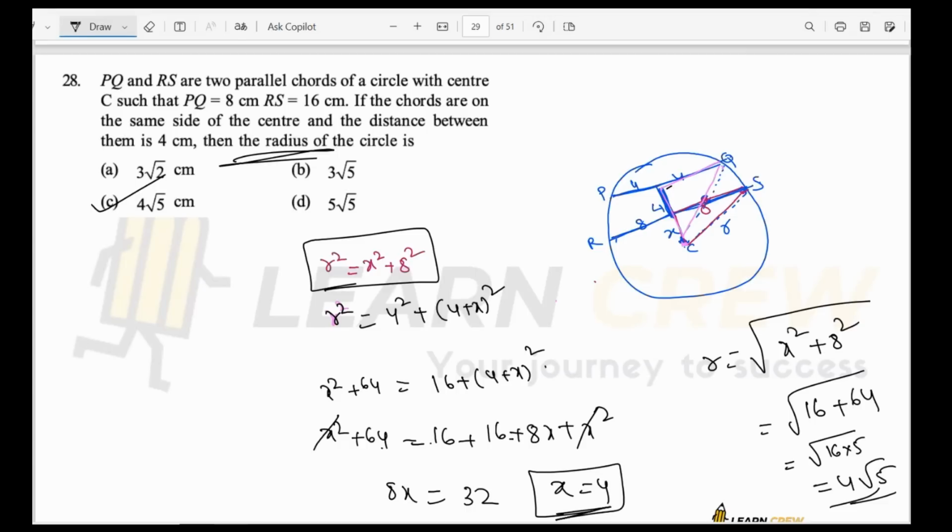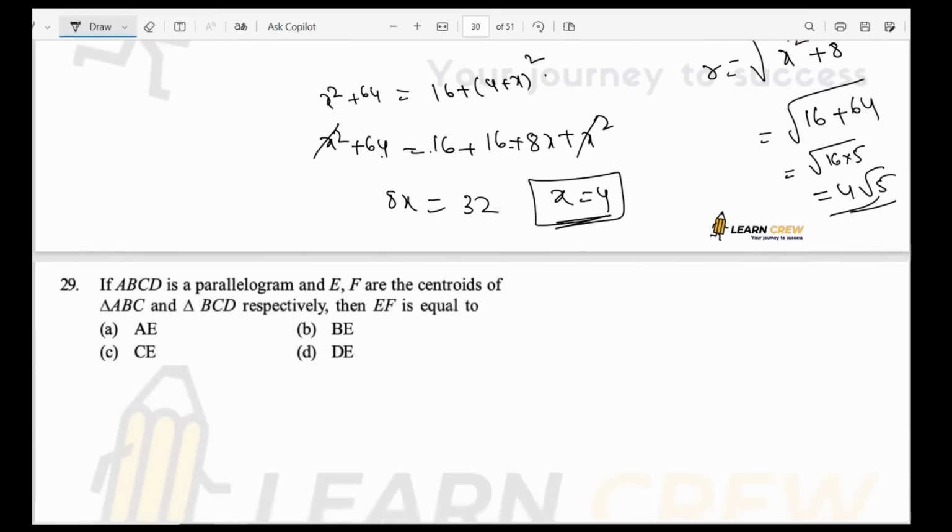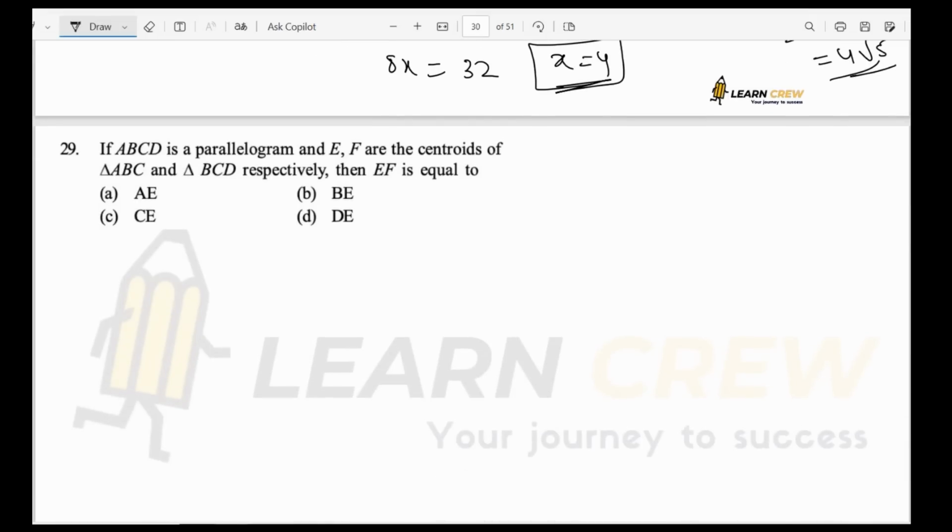As we are doing for both MBA and MCA, I have given these questions because they also have mathematics oriented questions, MCA people. Now please answer the 29th question. If ABCD is a parallelogram, E and F are the centroids of triangle ABC and BCD respectively, then EF is equal to how much? You should try.